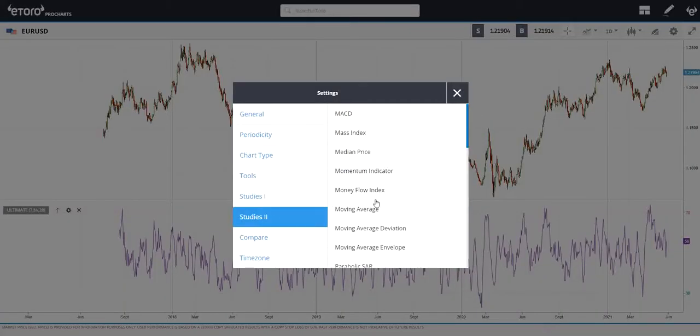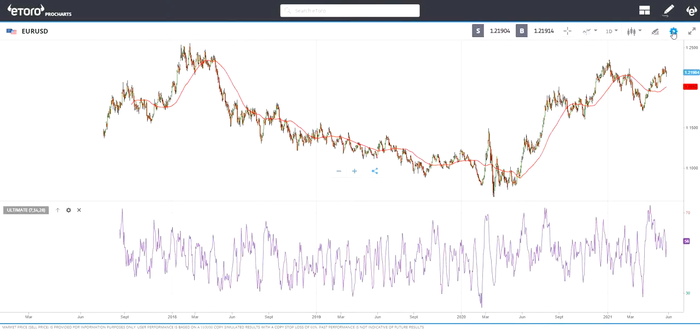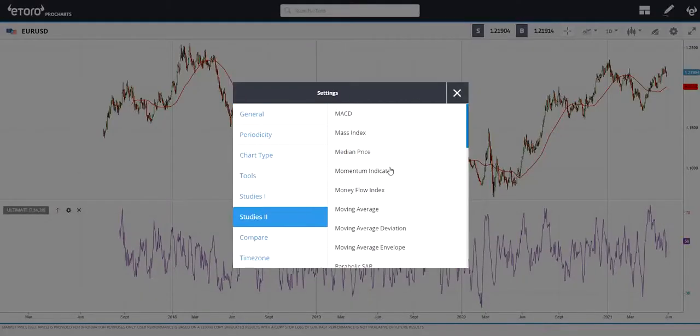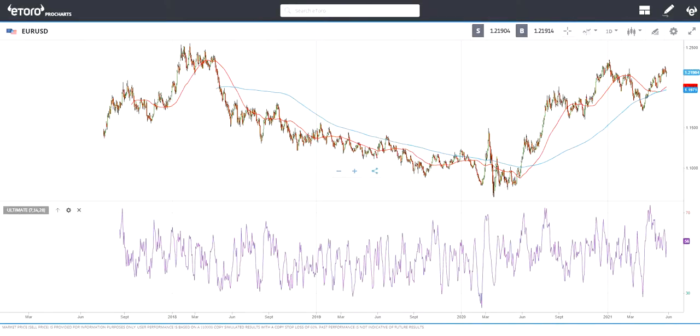To add moving averages, we add two. One we leave at 50, red is good, create. For the second moving average, we put 200 because we're using the daily chart, and it's good anyway, and we change the color to blue. Okay. You can see it matches the visual as we expected now.